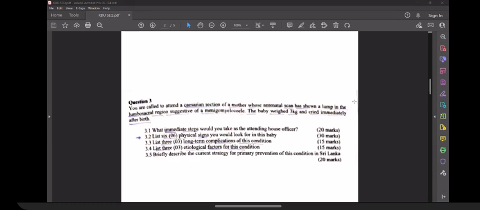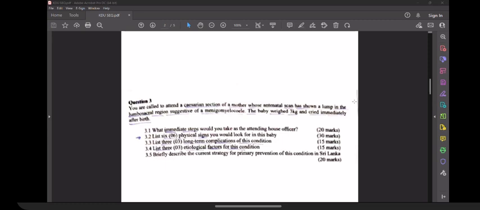You can also say I'll check the blood sugars and other things, because they are going to ask the physical signs in the second part. So there's no point writing in 3.1 as well what you are going to look out for in the baby for the next part. You can just say that I'll ensure successful breastfeeding and just do a CBS of the baby. That kind of thing is acceptable.